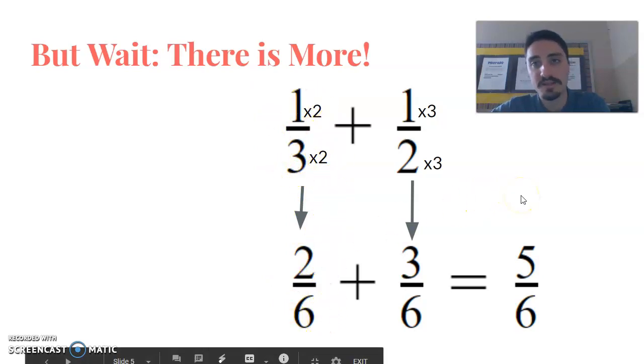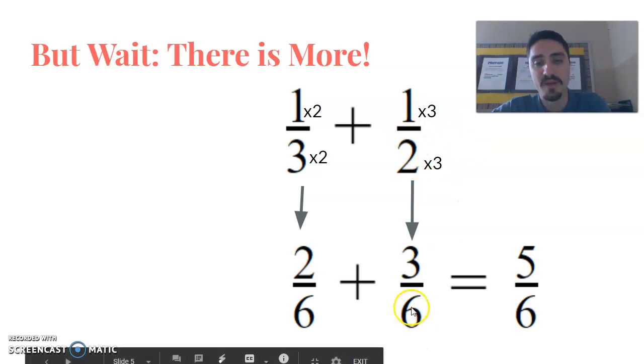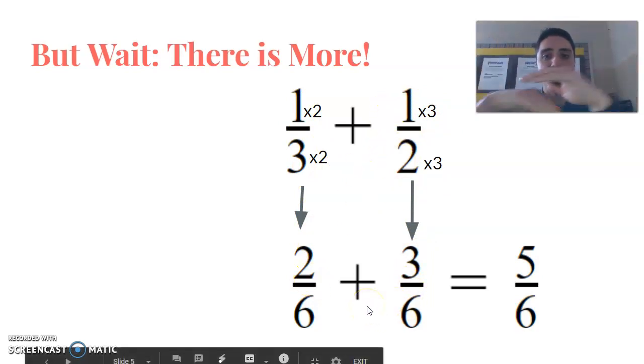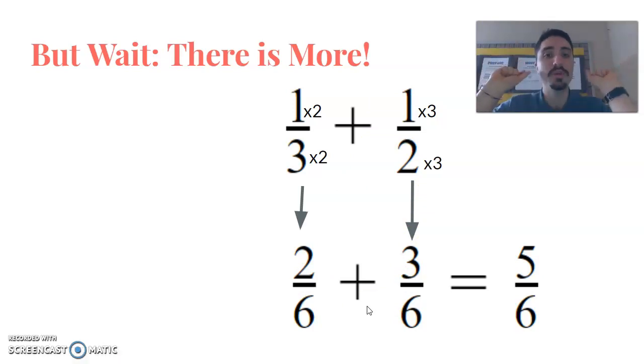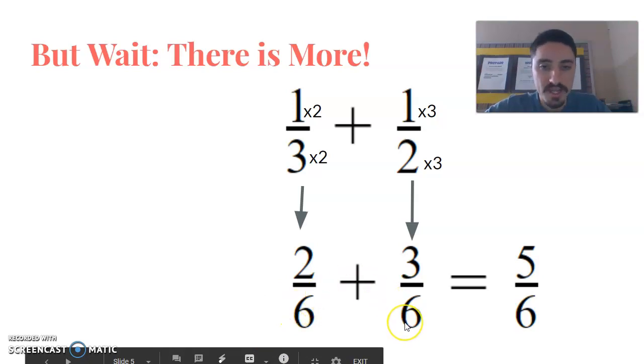Let me look at my second fraction. 1/2. Well, what did I multiply the denominator by? 2 times 3 gets me a denominator of 6. If I multiply the denominator by 3, I must multiply the numerator by 3. 1 times 3 is 3. So 1/3 equals 2/6, and 1/2 equals 3/6. I changed both of these fractions. I gave them new equivalent fractions, and now each fraction has the same denominator, so I can add them to get 5/6.